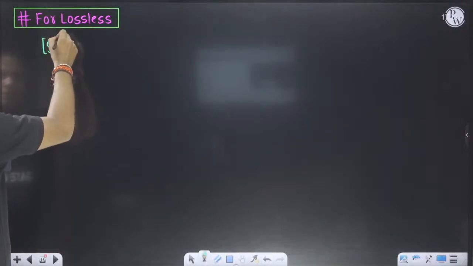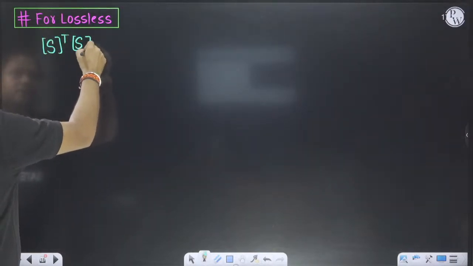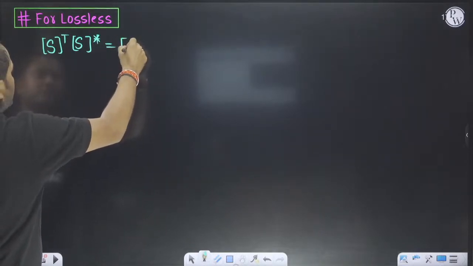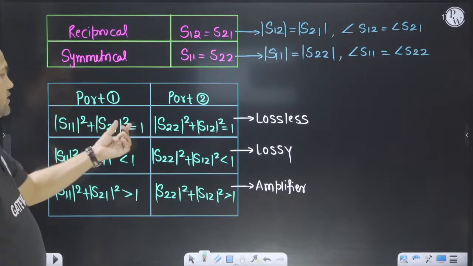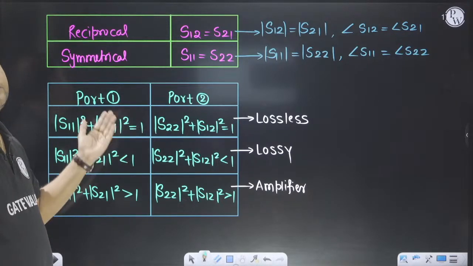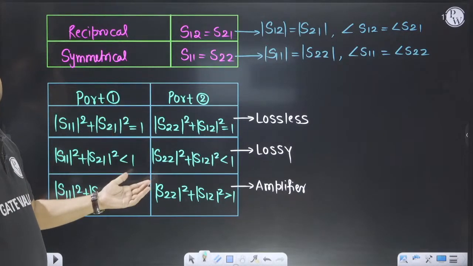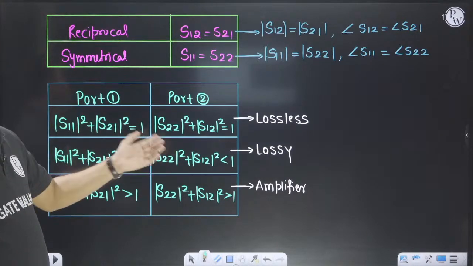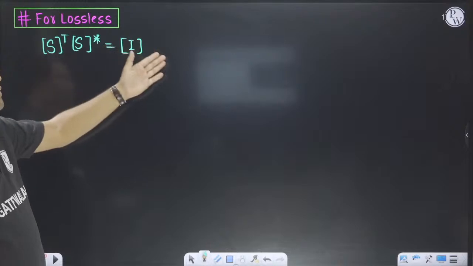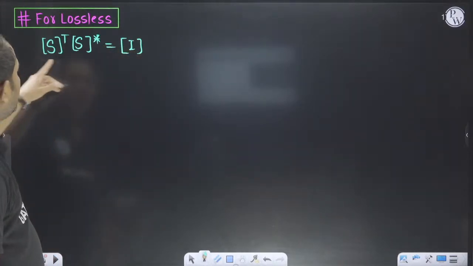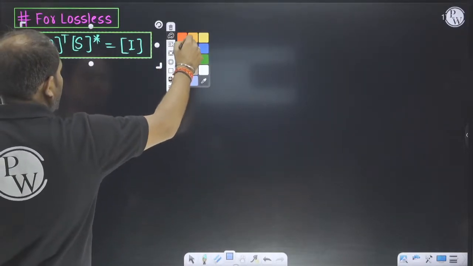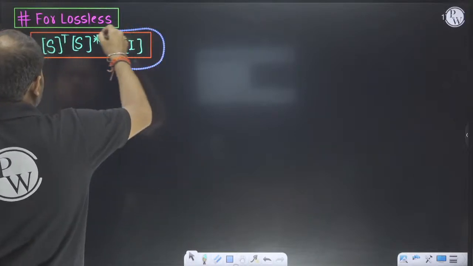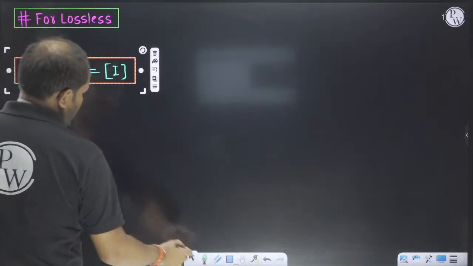What is the next point? S transpose times S conjugate should be equal to the identity matrix. It is a very beautiful question. The previous equation is only for 2 port; if there are 3 ports or 4 ports, it is invalid. But this equation works for any port: 2 port, 3 port, 4 port. You can apply this formula for lossless. It is very important, so you have to remember this formula, and then you can solve the lossless condition for any port transmission line.